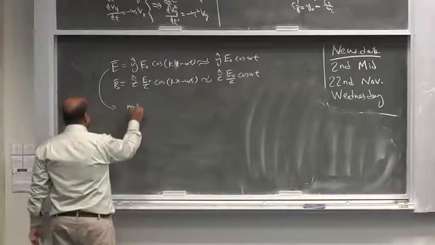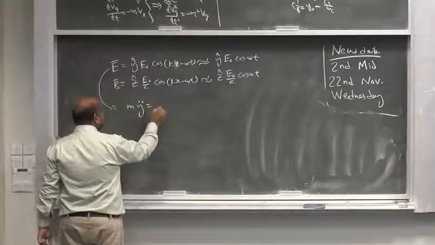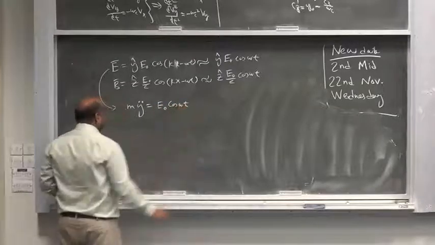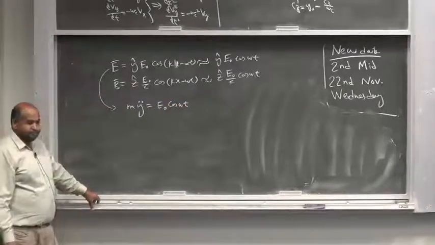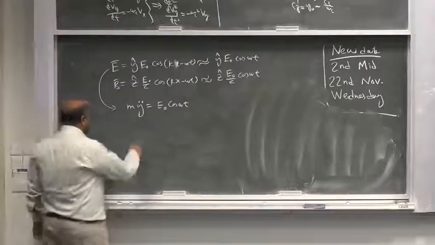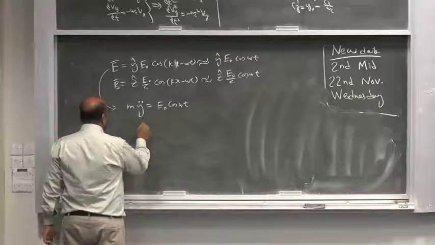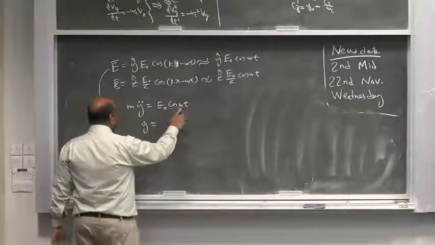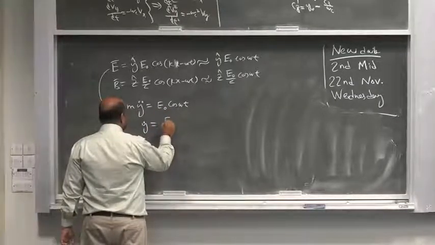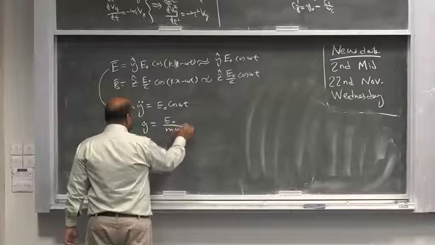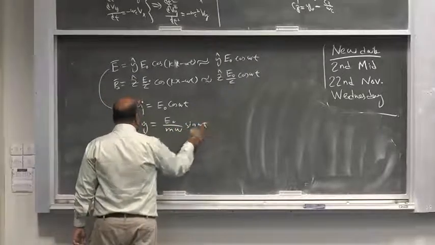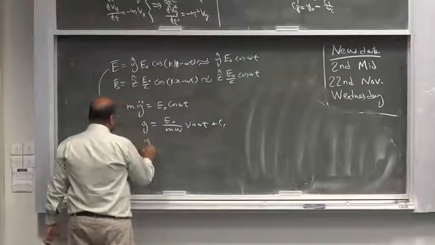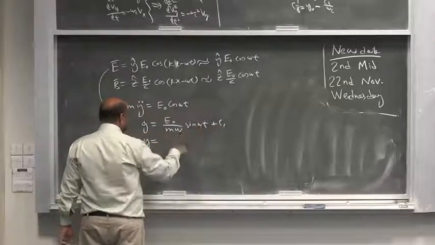So we have the equation of motion like this, or we can get this y dot very easily by integrating on both sides. So the cosine integral is m omega sine omega t plus some c1, and then y is obtained by integrating again.